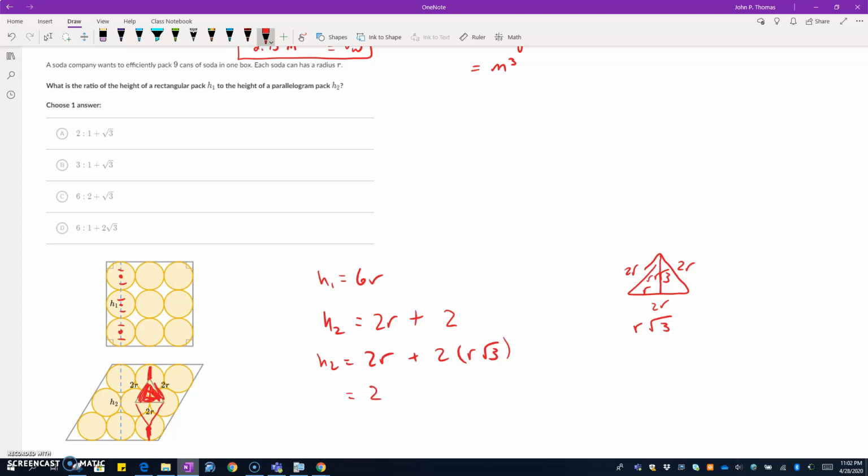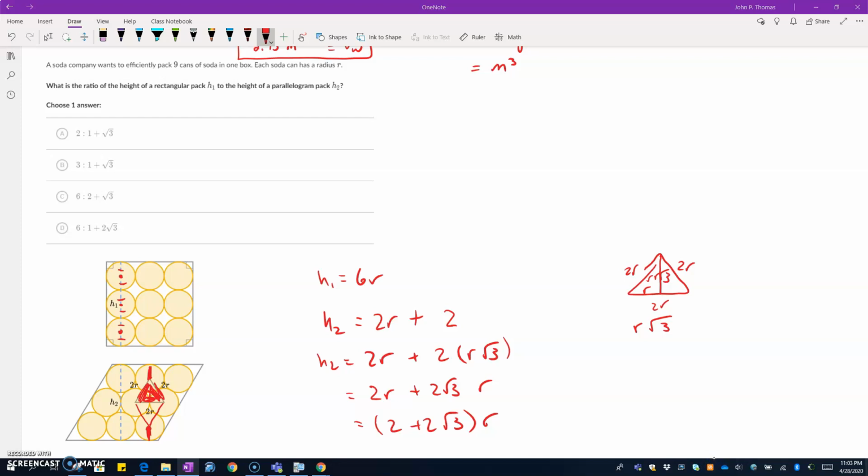All right, I'm going to clean it up a little bit. 2r plus 2 root 3 times r, and I'm going to choose to factor an r out. So I've got 2 plus 2 root 3 times r. All right, so that's going to be my height of H2. Now we want to find the ratio of these two.